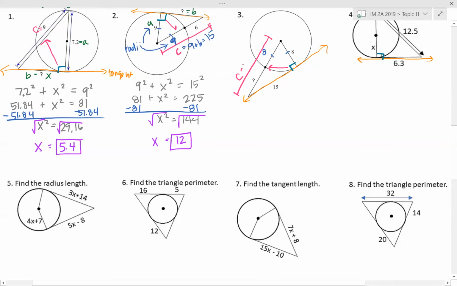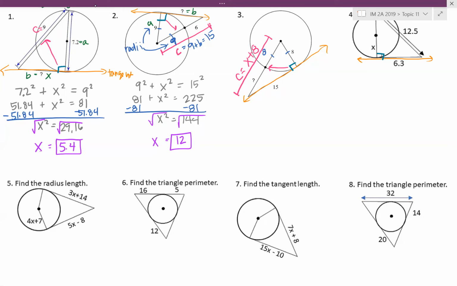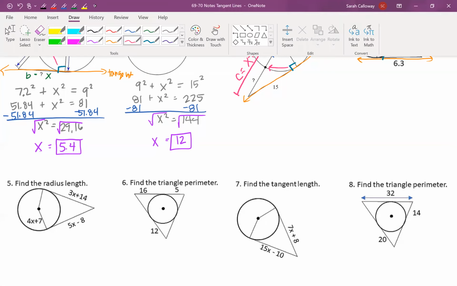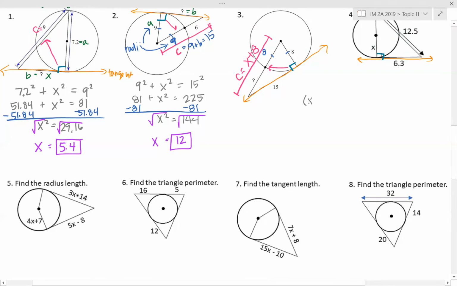So that means that C, we're going to think about that as x plus 8. So in the previous problem, it was 9 plus 6, right? So we could find the missing value from the radius and add it. Now we have a variable expression. So what that means is that when we're doing C squared, we're going to have something a little bit more complicated to start with. So we're going to have x plus 8 squared as our C squared.